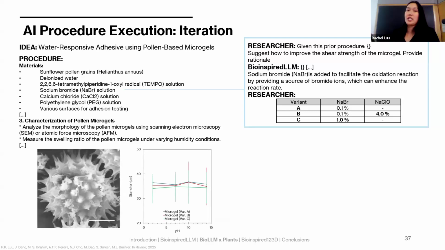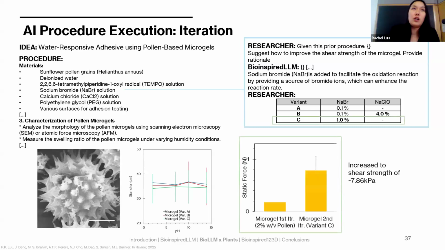They also do a bunch more characterization for us because not only is this an adhesive, it's also supposed to be a water responsive adhesive. So they also did some swelling ratio experiments. But when it came to shear strength, we saw about a fourfold increase in shear strength, increasing it to about 7.86 kilopascals.